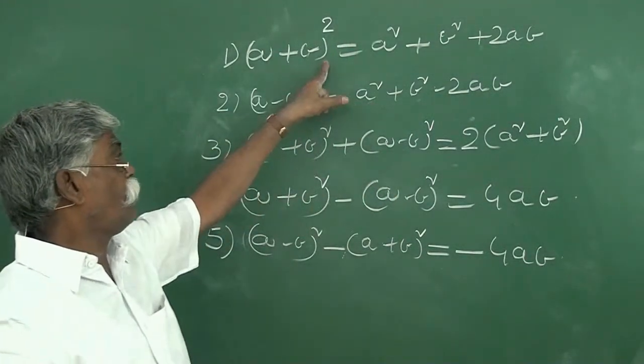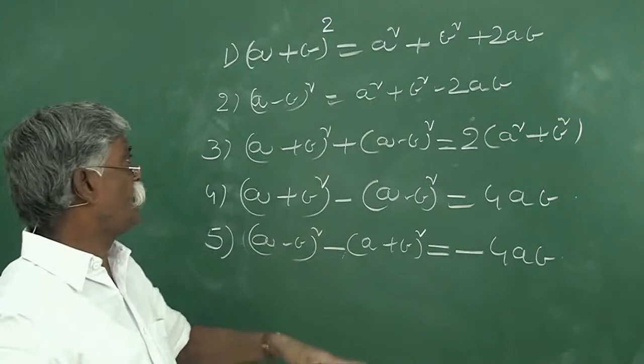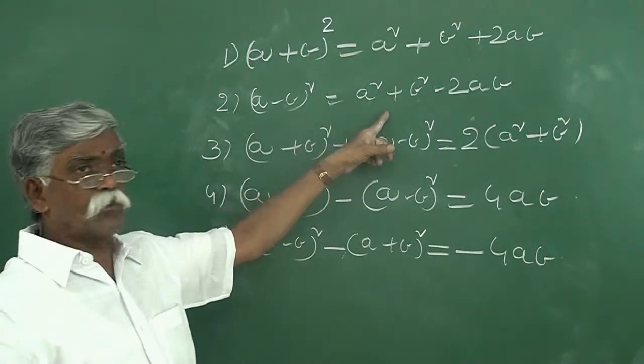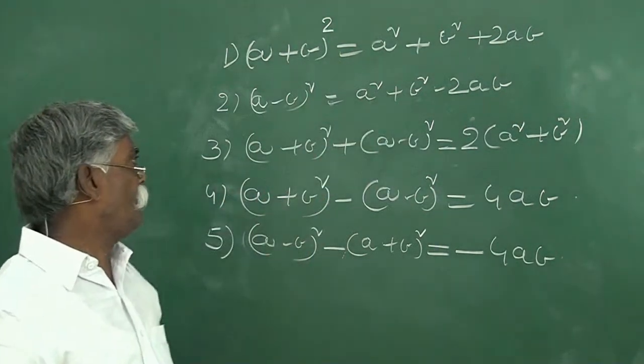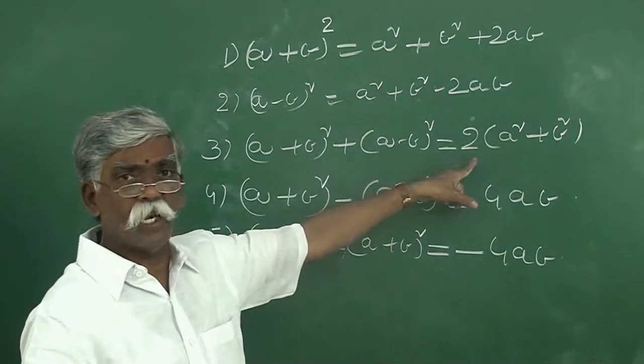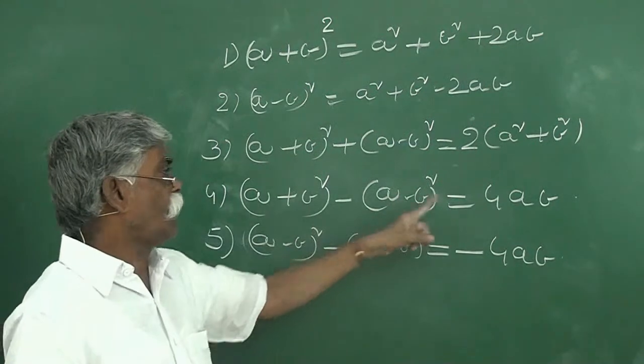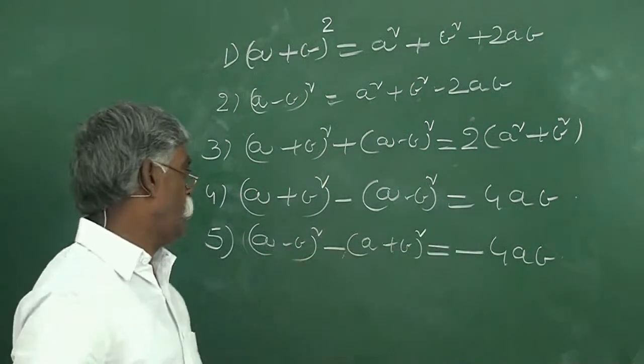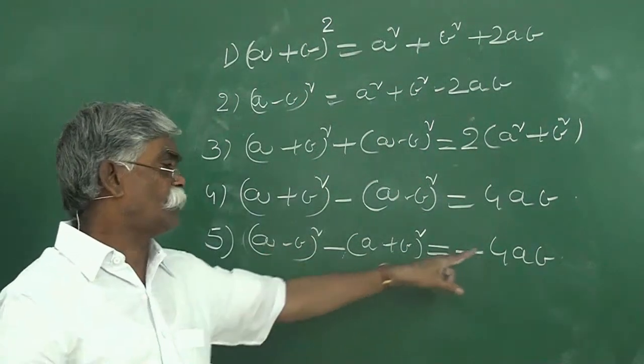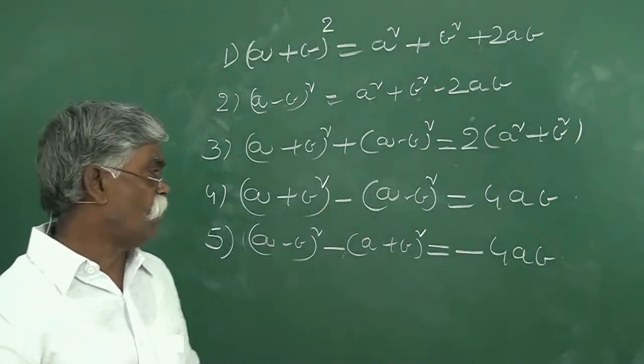So this is a plus b whole square, a square plus b square plus 2ab. A minus b whole square is a square plus b square minus 2ab. A plus b whole square plus a minus b whole square is 2 into a square plus b square. A plus b whole square minus a minus b whole square is 4ab. And a minus b whole square minus a plus b whole square is minus 4ab.